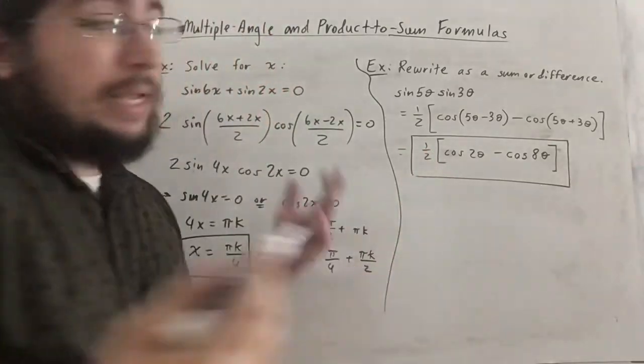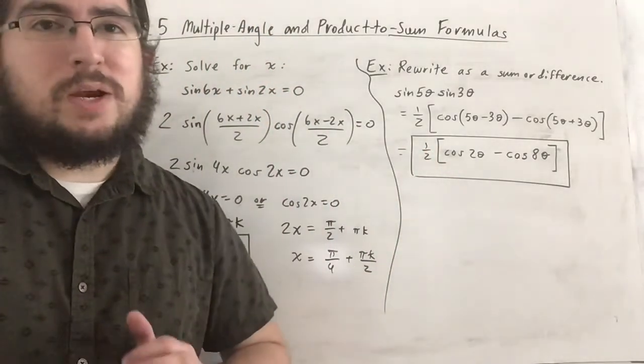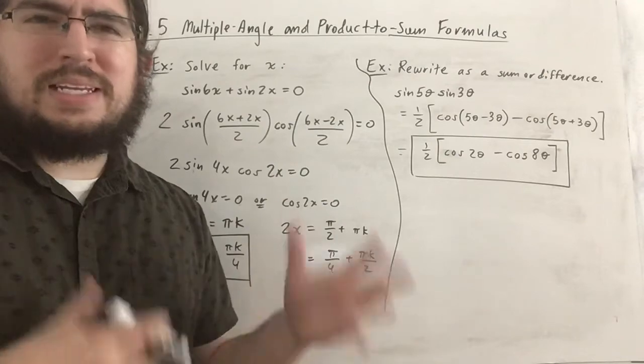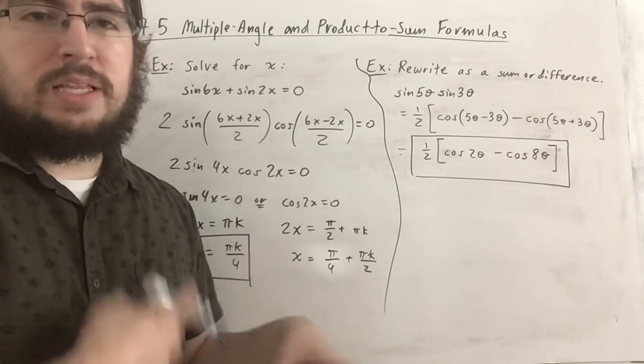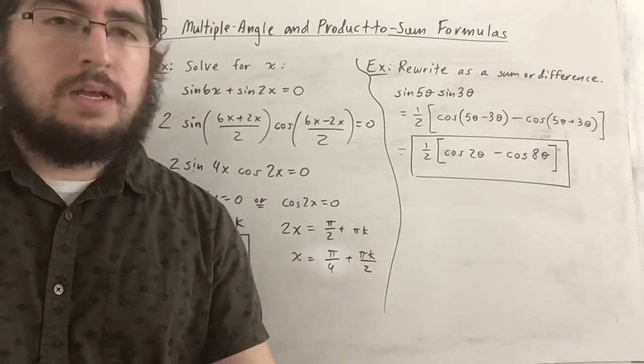Good. So that concludes 7.5. I really hope you enjoyed all the examples we saw. But again, I did it a little differently. I showed all of the formulas first, and then we just went through the examples one after the other.